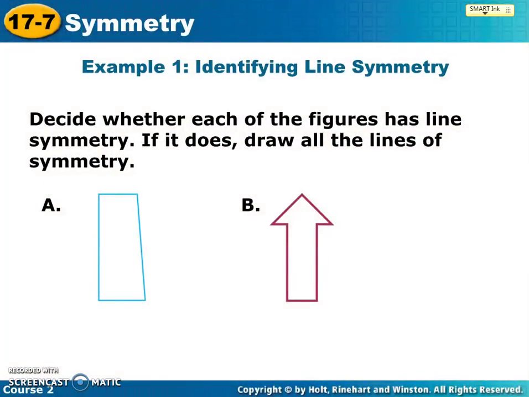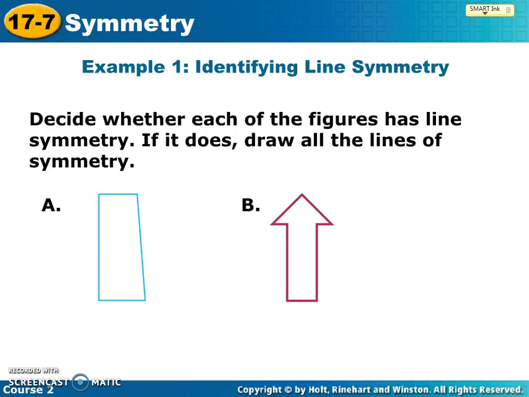All right, so let's identify some line symmetry here. Our directions say to decide whether each of the figures has line symmetry. If it doesn't, we're just going to say no symmetry, does not have it. If it does have line symmetry, if we could fold it somehow and it has that mirror image, then we're going to draw all the lines of symmetry.